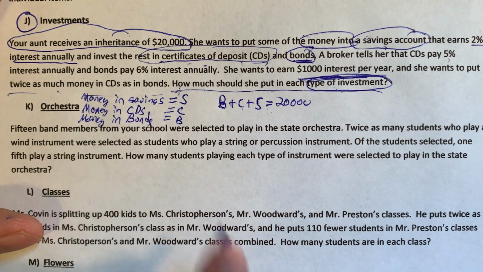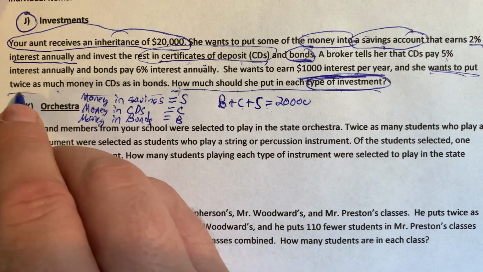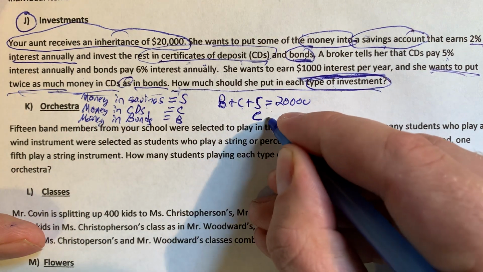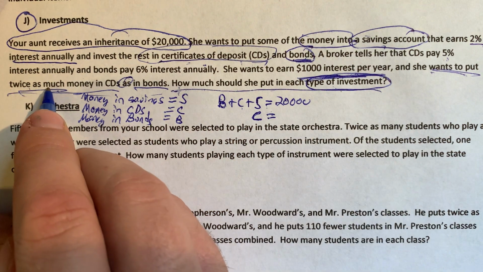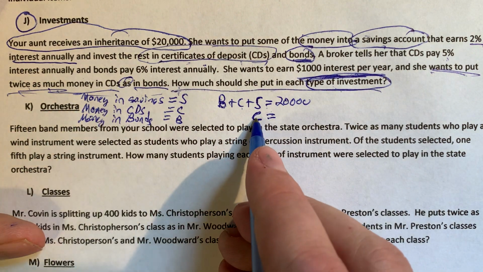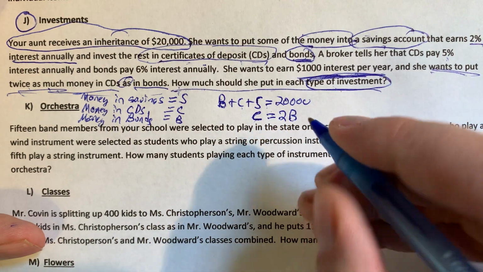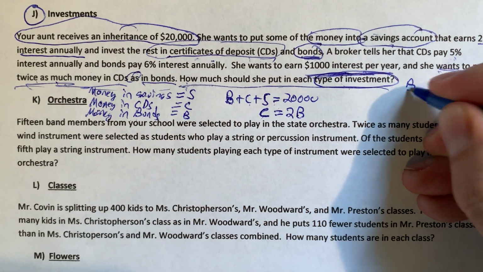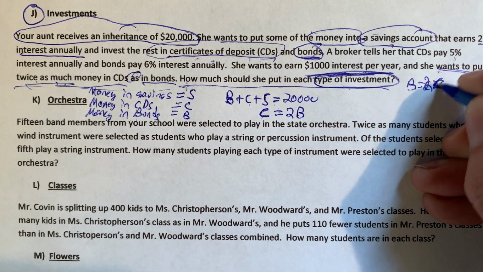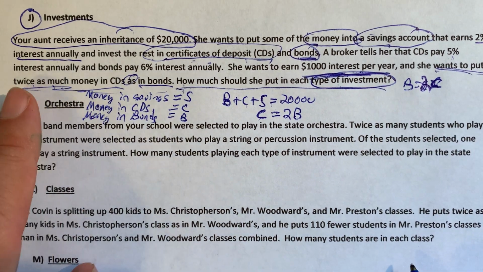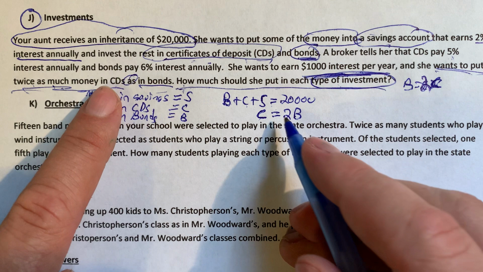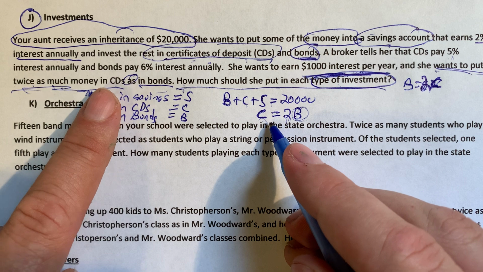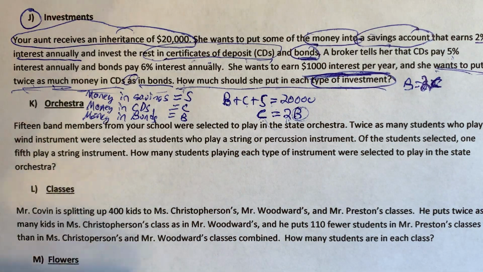It also says she wants to put twice as much in CDs as in bonds. So the amount in the CDs is 2 times the amount in the bonds. That's what it means. If you're having trouble, you might have thought it was B equals 2 times C, but that's not what the English says here. It says she's going to put twice as much in CDs. So the C has to end up being bigger. We'll take whatever the B is and multiply it by 2, and that will give you the CDs because it's going to be twice as much in CDs. So her CDs are going to be more.